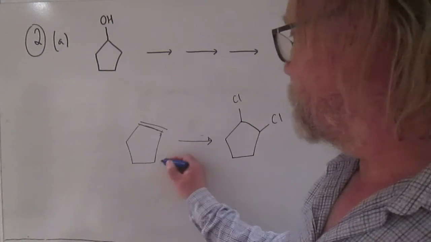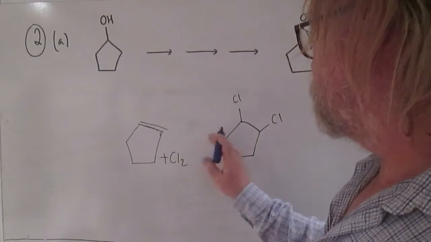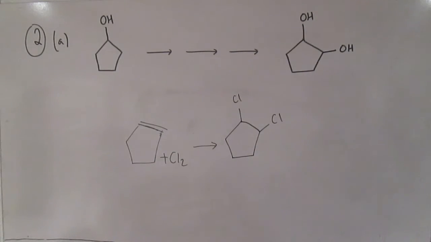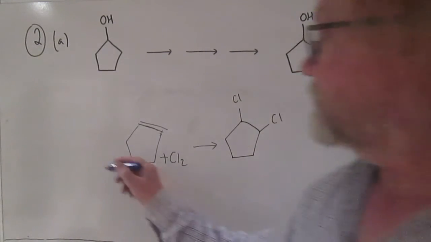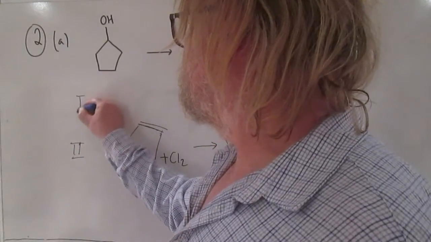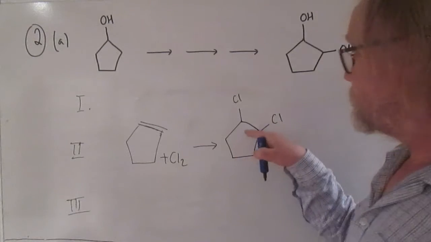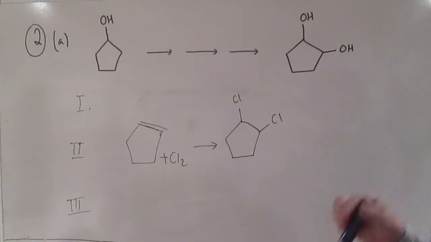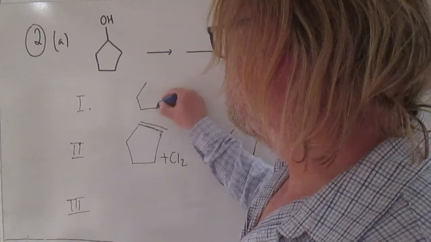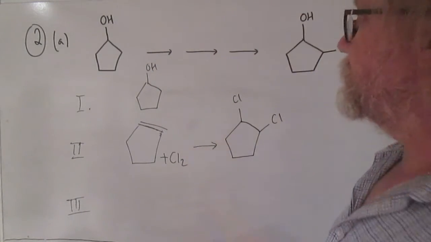So that's just going to be that plus chlorine will give you that. It's an addition reaction, so there's no other product. So that's going to be the middle step, and we'll call that step 2. Then we need to put in step 1, which is making the alkene, and step 3, which is hydrolyzing the dihaloalkane. So how do we go from here to there? Well, that's dehydration of an alcohol.